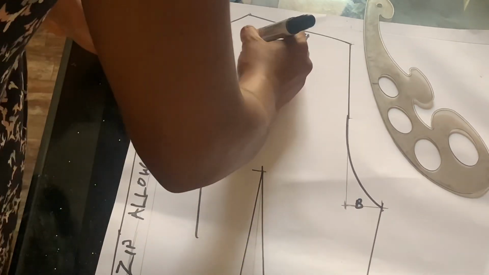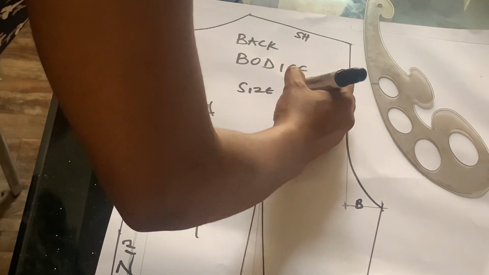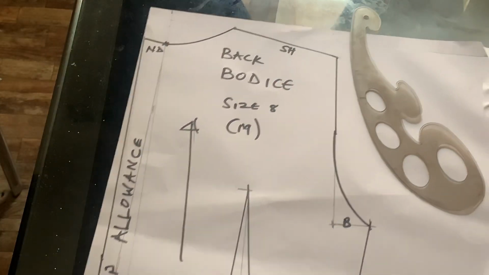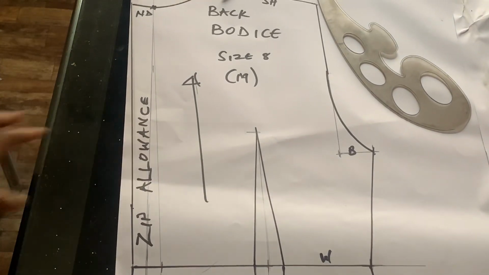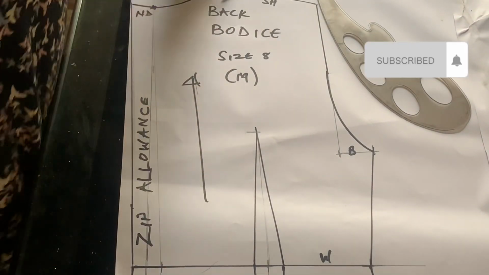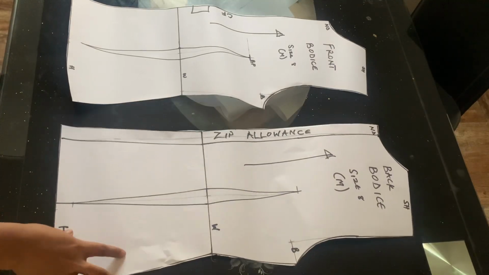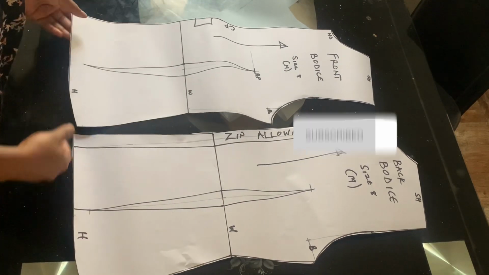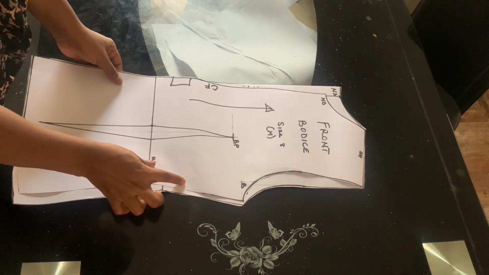So I'm marking up my shoulder and I'm labeling it. This is the back bodice and it's size 8, which is also my medium. So here you have it. I have my front and back bodices, and like I mentioned earlier, I'll be using it for other tutorials.